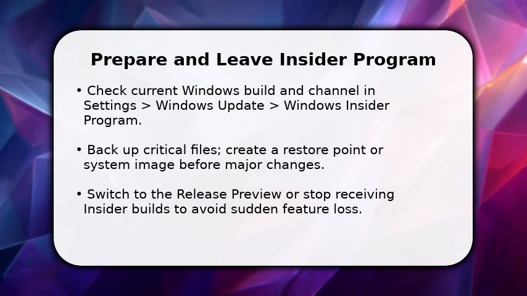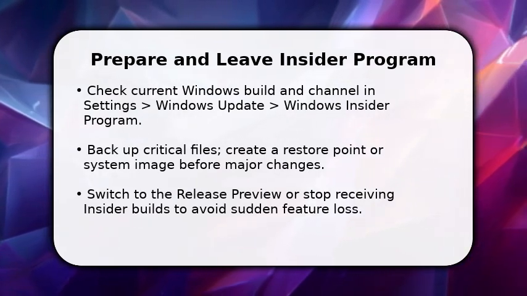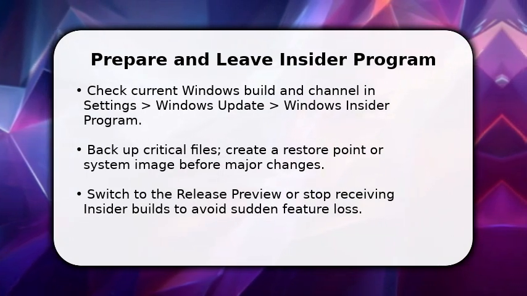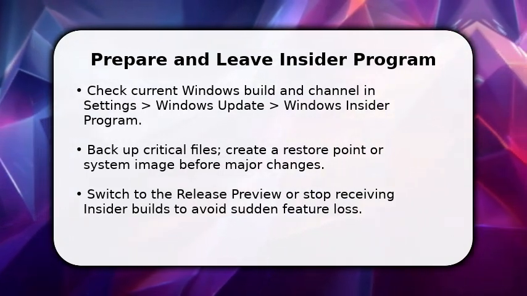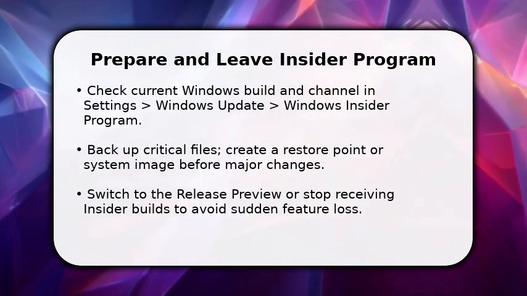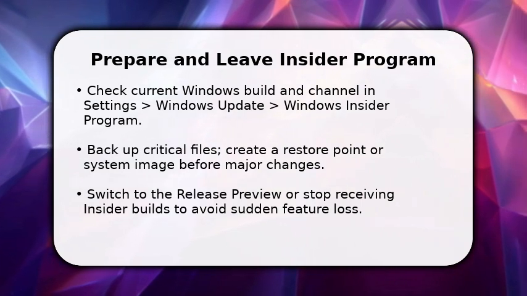You'll start by confirming your insider status and protecting your system. Open Settings and go to Windows Update, then Windows Insider Program to see your build and channel. Once done, back up important files and create a restore point so you can recover if something goes wrong.